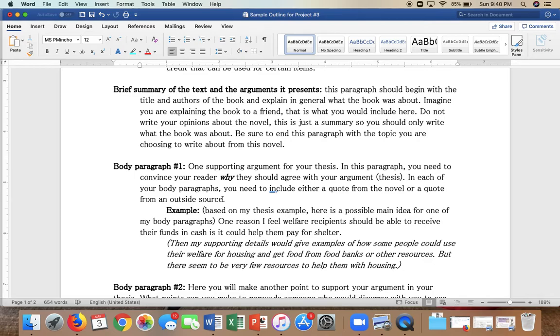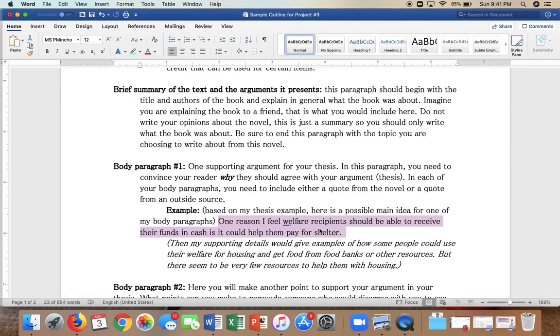So here's an example of what I might write as a main idea sentence when I have the thesis that was above. So based on my thesis example, here is a possible main idea. One reason, notice I transition with my readers really clearly, one reason I feel welfare recipients should be able to receive their funds in cash is it could help them pay for shelter. So that's a very specific reason. Then I would use the rest of my paragraph to give examples and quotes and just discuss this further.